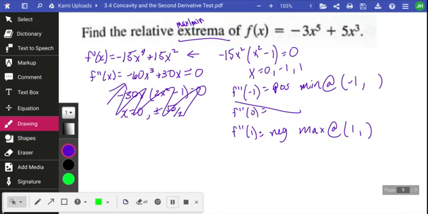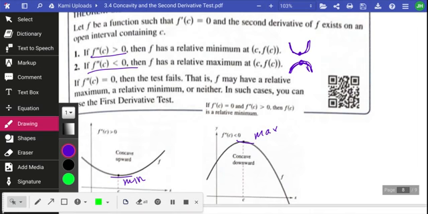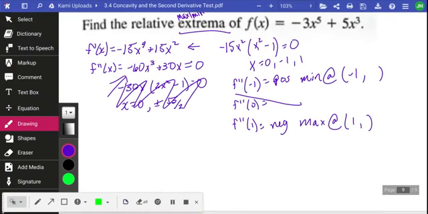And that is the second derivative test. It tells us when your second derivative is positive, you're going to have a minimum. When your second derivative is negative, you're going to have a maximum. Okay, to get those actual ordered pairs, we just plug them in here. Always plug into the original to get an actual location. So if I plug in negative 1, I will have 3 minus 5, so negative 2. If I plug in 1, I will have positive 2.